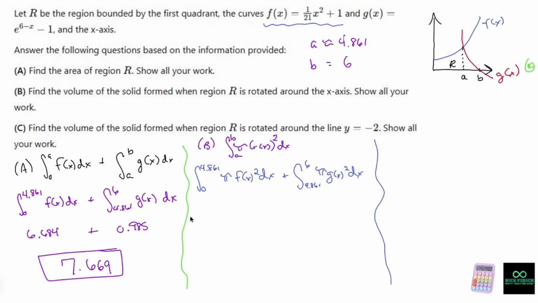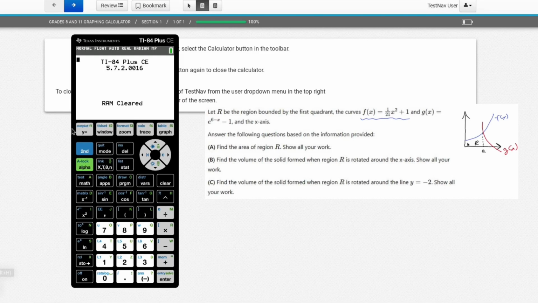All right, so unfortunately going back and forth and doing all this stuff makes everything go away in my calculator, but no big deal. According to what I wrote out, let's make believe that I already have this stuff written there. So the original functions were, I believe, 1 divided by 21 times x squared plus 1, and then the other one was e to the 6 minus x, right? Yeah. And then minus 1.